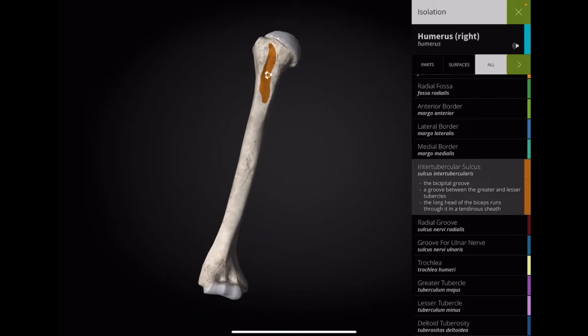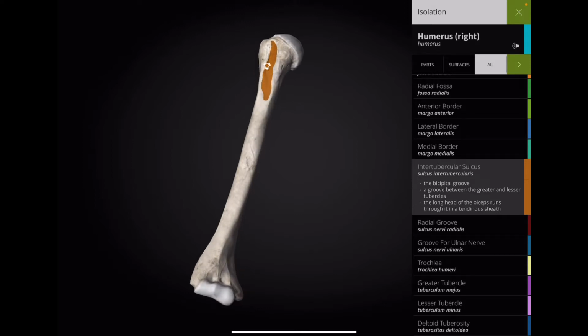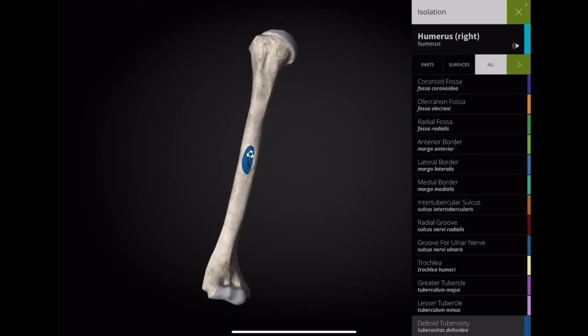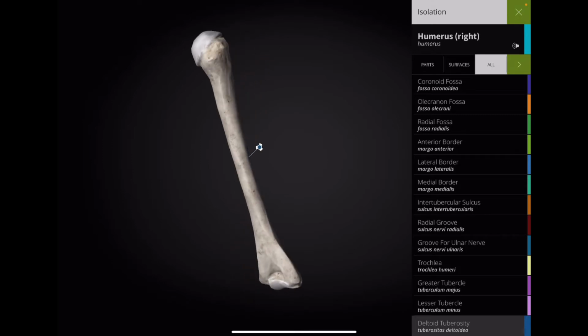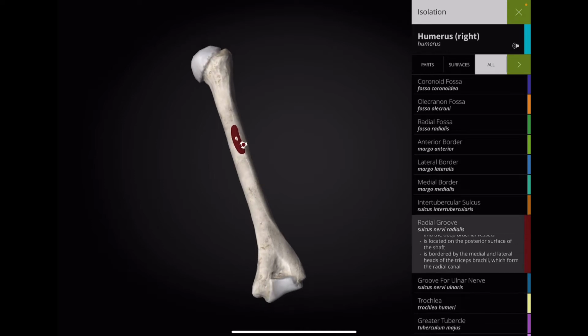Now, moving forward into the shaft of the humerus, we get the deltoid tuberosity. This is basically the place where the deltoid muscle inserts. And what we find on the posterior or posterolateral aspect is the radial groove right here.